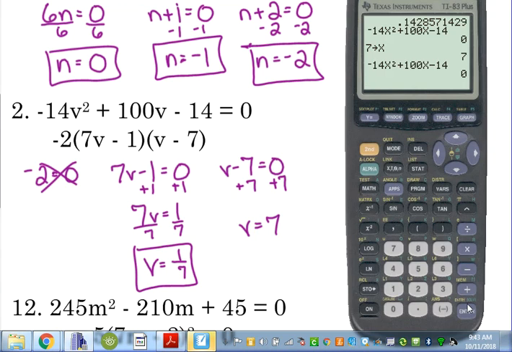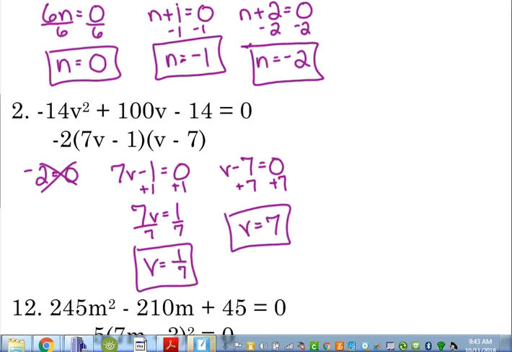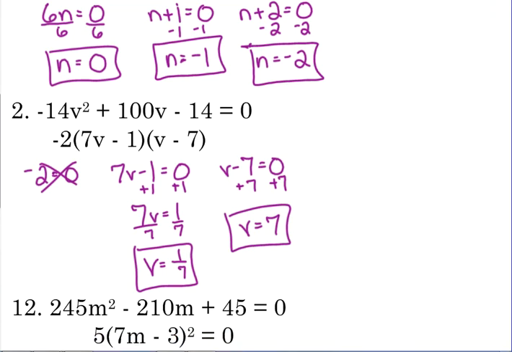So my 2 solutions, because it was a second degree polynomial, it was a quadratic, I'm expecting 2 solutions, and I got those 2 solutions.